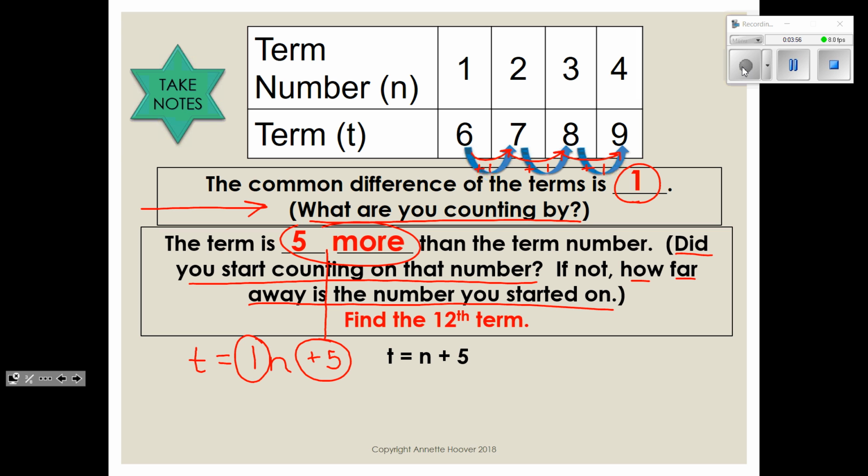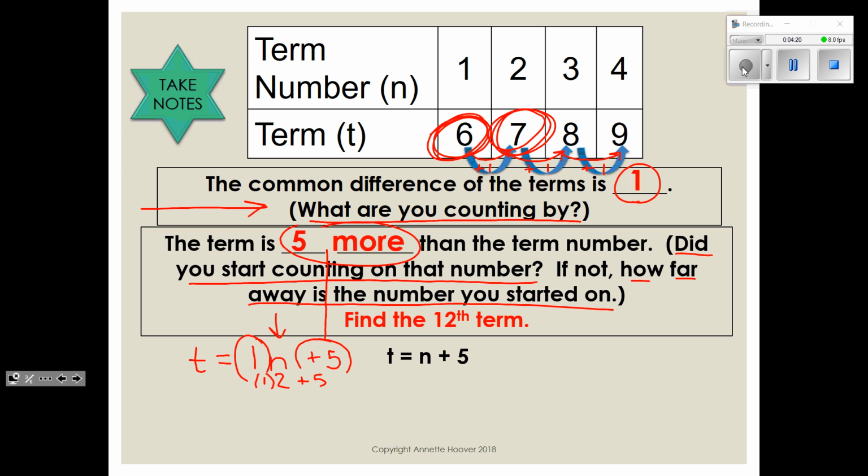So if we said, okay, what's the first number of the sequence? If we plugged in a 1 right here, the first number of the sequence is 1 plus 5, which is 6, as we saw right here. This was the first number of the sequence. Well, what is the second number of the sequence? If we plugged in a 2 to this equation, 1 times 2 plus 5, we would see that the second number is 7, which is what we had.